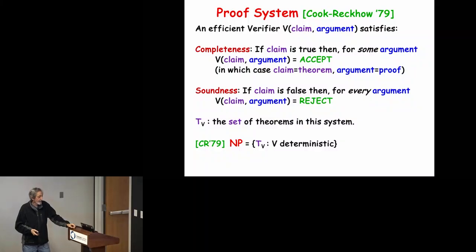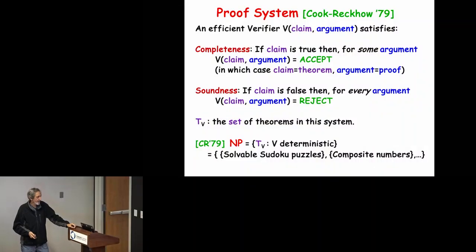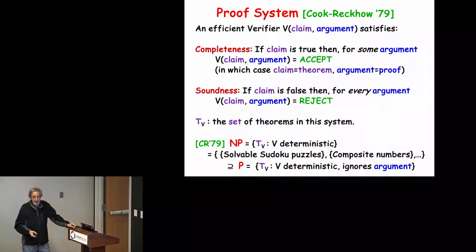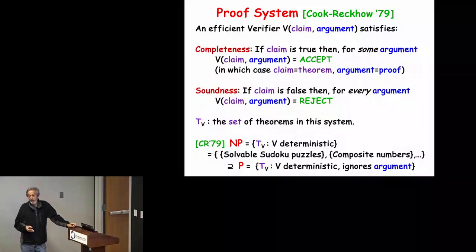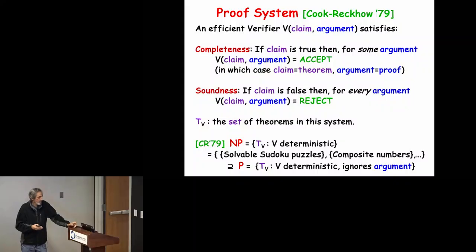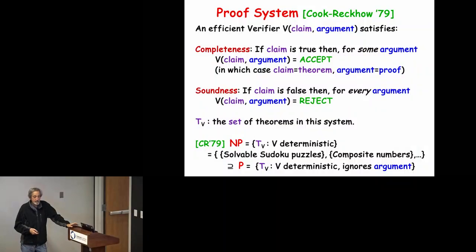And in fact, NP can be simply defined as the collection of these sets, where this verifier is just a deterministic, efficient algorithm. So we have these examples of sets of theorems. And P, the class of polynomial time computable problems, really is the collection of sets of theorems where a verifier exists that doesn't look at the argument, it can do it by itself. So again, this is a way to express P versus NP in this language. Okay, so good. This is all classical stuff.